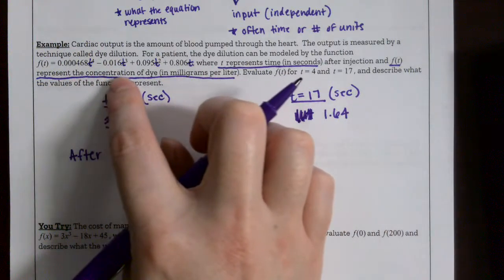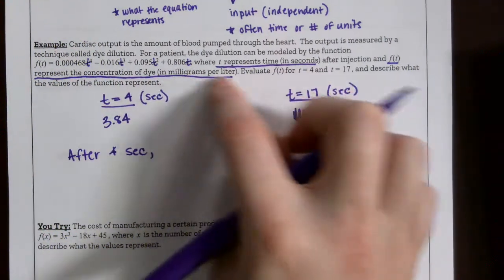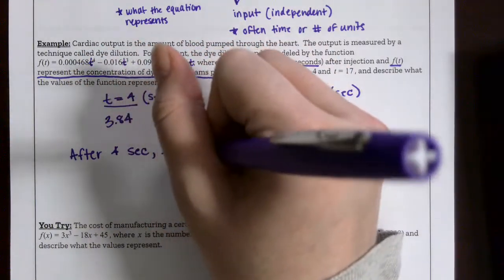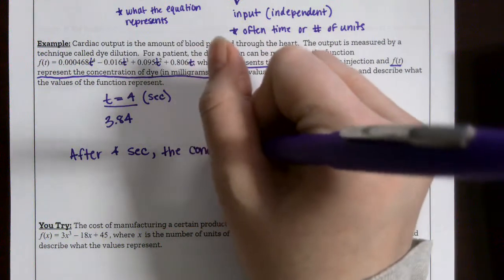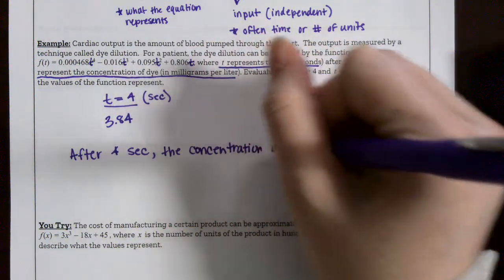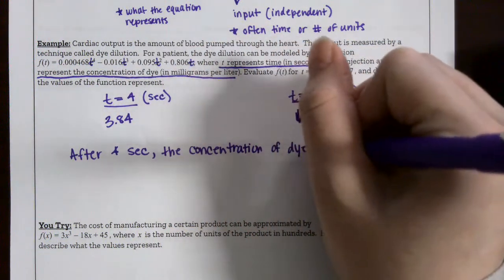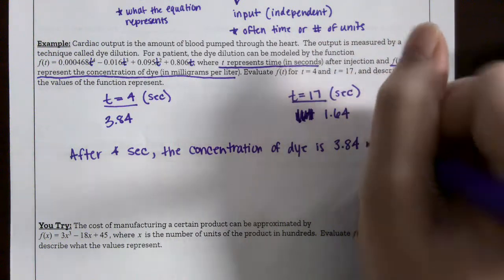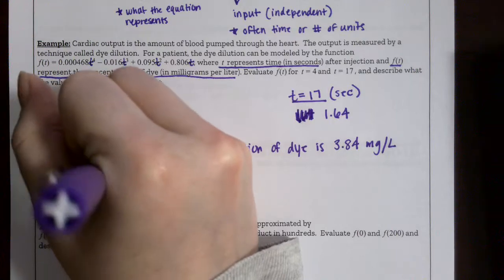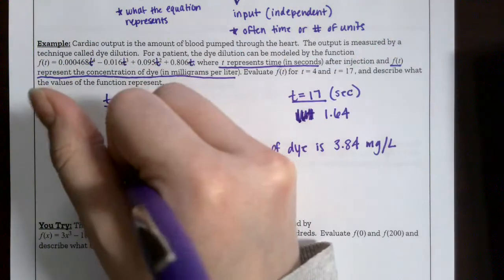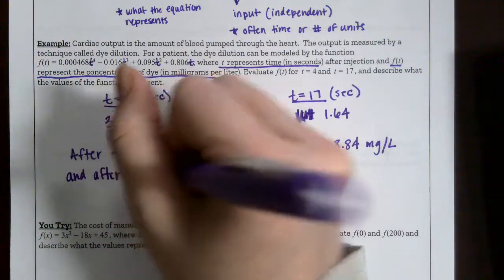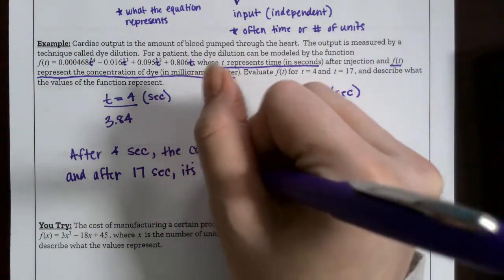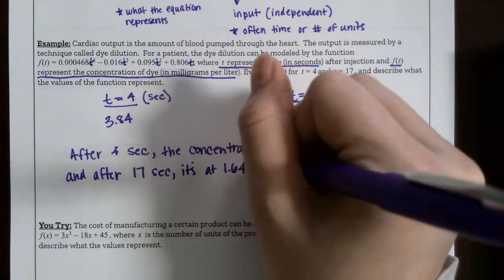And f of t represents the concentration of dye in milligrams per liter. So after 4 seconds, the concentration of dye is 3.84 milligrams per liter. And after 17 seconds, it's at 1.64 milligrams per liter.